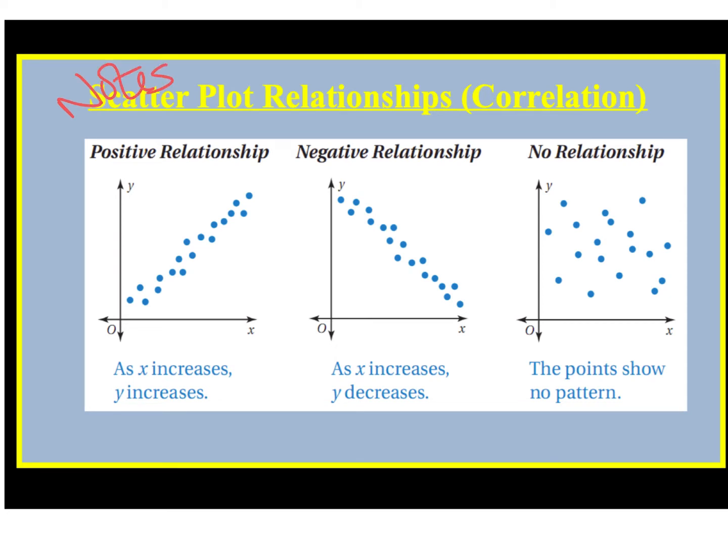As x increases, y increases. We have a line that has a positive slope. That's a positive relationship. As x increases, y decreases. That's a negative slope or a negative relationship. And then we have no relationship. The points are all over the place. They don't go together at all. Pause the video and get this into your notebooks.